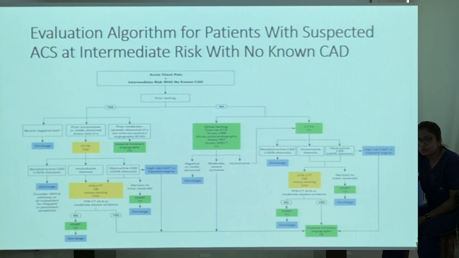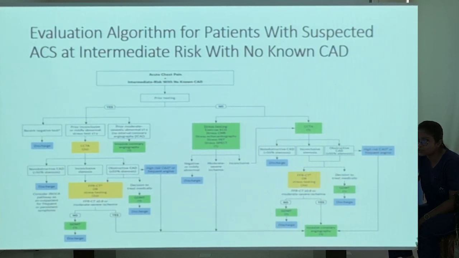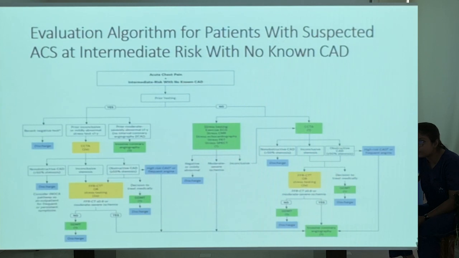So if prior testing was done and the recent test is negative, we will be discharging the patient. If there is an inconclusive or mildly abnormal stress test within the last 1 year, we should proceed with angio. Then the angio can differentiate the obstruction patterns or degree of the disease. If there is a non-obstructive type of CAD finding on angio, meaning less than 50%, we can discharge the patient.